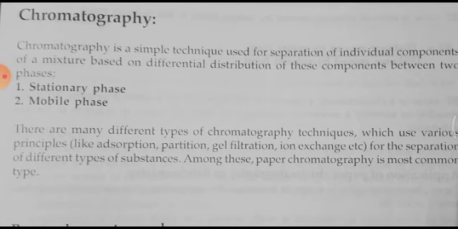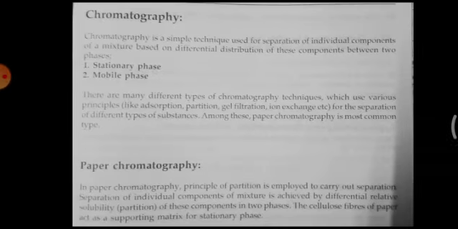So these A, B, C samples, which are invisible, can be made visible and identified by using a staining technique. This is about chromatography.